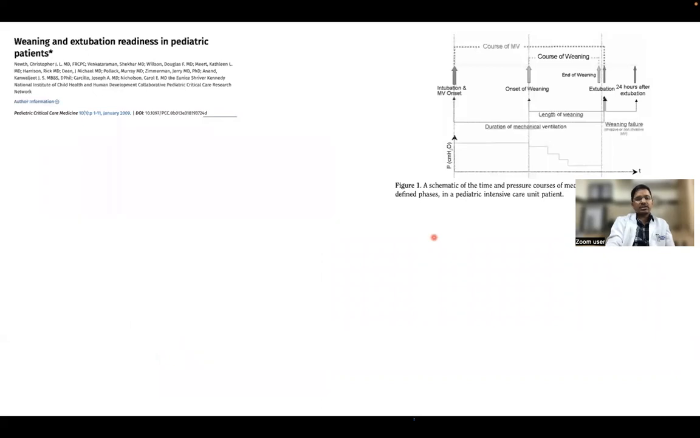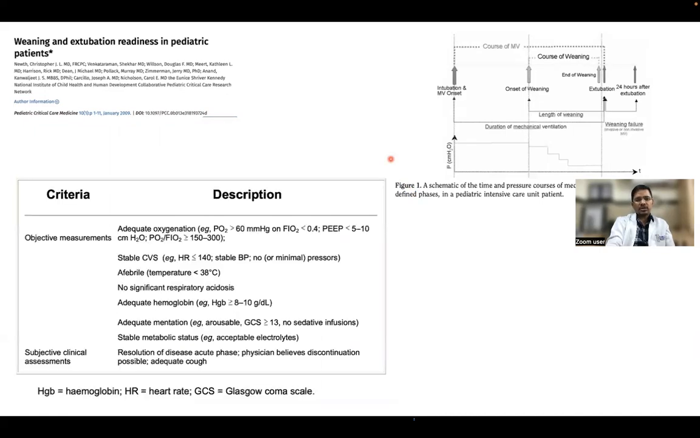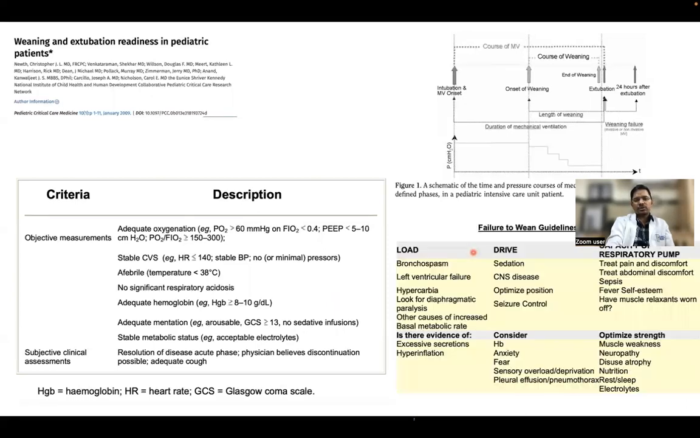Now we have to understand the weaning and extubation of patients. Weaning, or we have to extubate the patients. How do we extubate the patients? There are various criteria, but the most important thing to understand is resolution of disease, other than other parameters. The purpose for which we intubated the patient, that should be resolved.